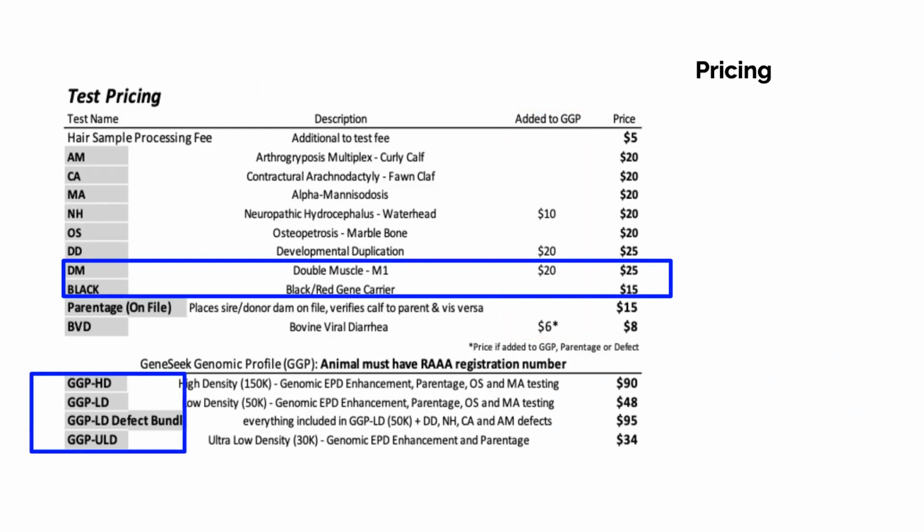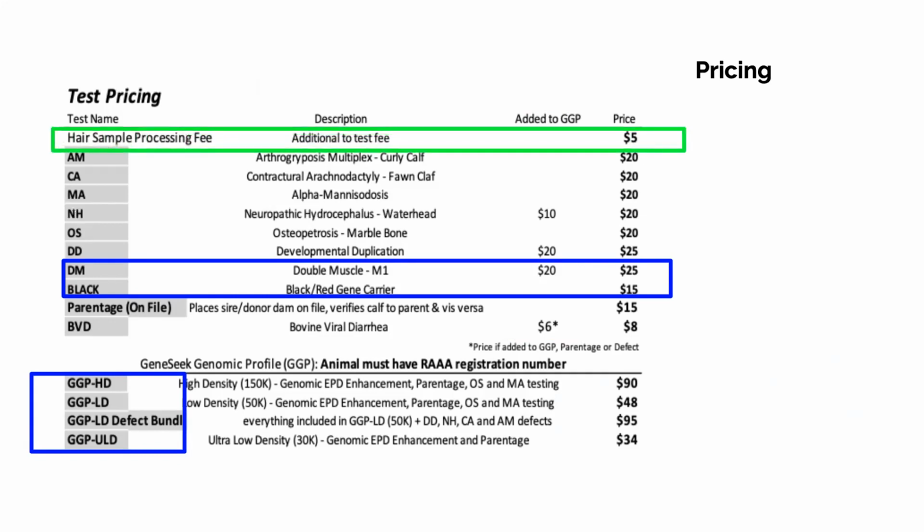Down here on the bottom, I just wanted to really bring your attention to the fact that we have a brand new test bundle that's out there. It is awesome. It is the GGP-LD defect bundle. So it's going to include everything that you've seen in your LD previously. That has the parentage, the genomic enhanced EPDs, OS, and MA testing. But this test will also include the other 4 defects that we monitor in addition to the OS and MA. So it's going to be DD, NH, CA, and AM for $95. It's a great test that we've just rolled out, so I hope you all take advantage of it.